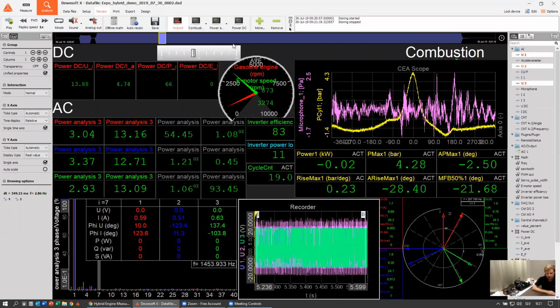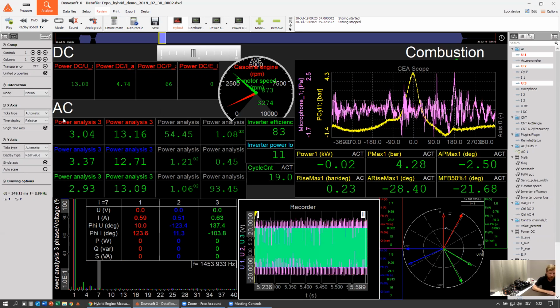The slider that I moved changes the poles for the PWM output for the inverter, and we actually drive the engine this way, so we can change and control the motor from Dewesoft directly. Then we have here the calculation of DC, so of the battery or the DC power source. We have the voltage, current, power.